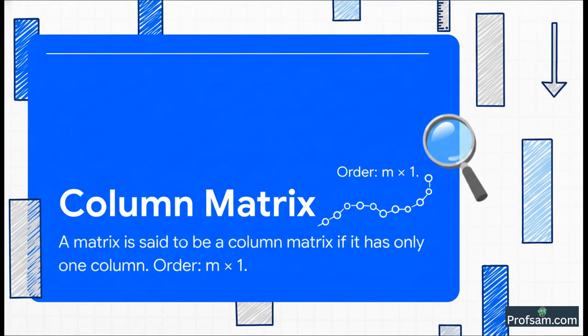First up is the column matrix. Now, the definition is right there in the name. A column matrix is any matrix that has only one column. That's it. If you look at its order, it's m by 1. This means it can have m rows, any number of rows, 2, 5, 100, whatever. But it will always have just one column.